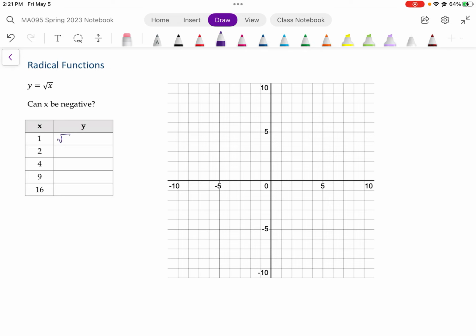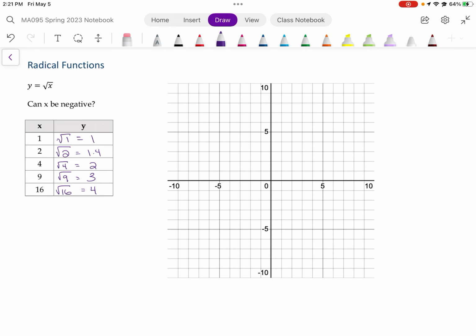So y is going to be the square root of 1, which is 1. It's going to be the square root of 2, which is actually 1.4-ish. Square root of 4 is 2. Square root of 9 is 3. And the square root of 16 is 4. Now there's also some negatives too, but that would make it not a function. So we'll get into that later. But we're only going to use the positive answers to the square roots.